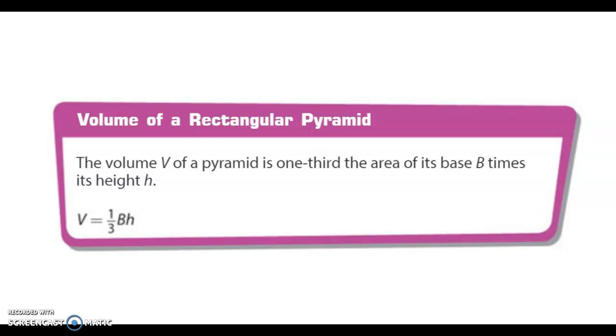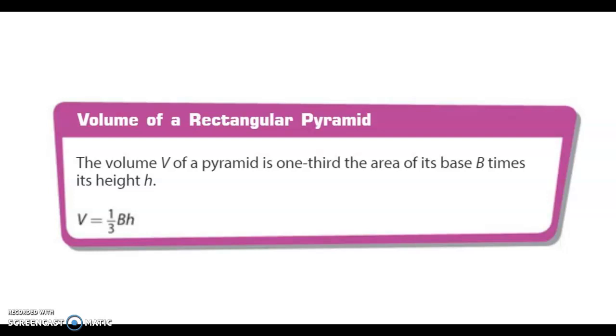Okay, so we know that the formula for the volume of a pyramid is going to be 1/3 the area of its base, that's big B, times its height, little h. So V is equal to 1/3 times big B times h. Now that will go for a pyramid with a rectangular base and for a triangular base.